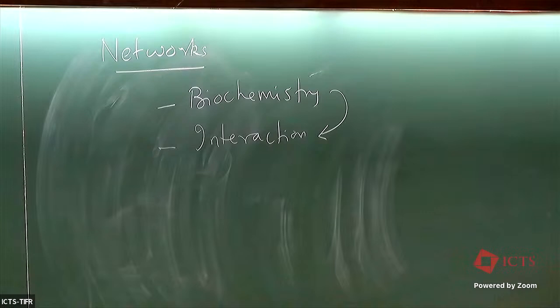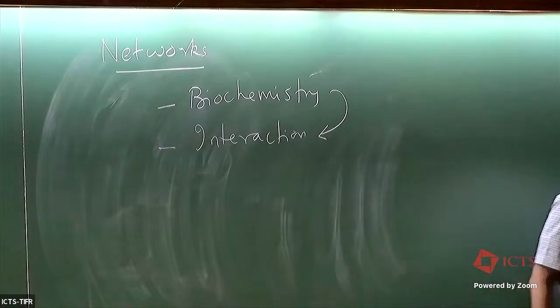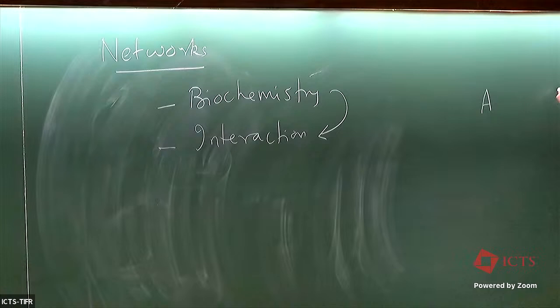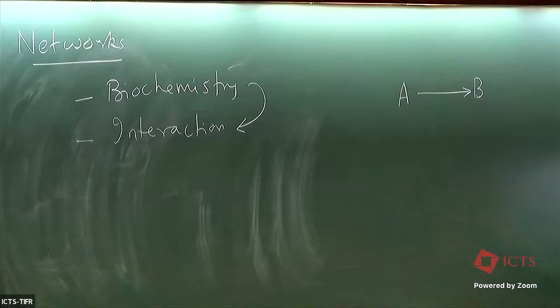It could be an enzymatic reaction. The biochemistry would actually dictate the nature of the interaction. So once we understand the biochemistry, we can put down the nature of interaction. A simple example could be that if you have a node A, and you have another node or entity B, then it could simply be an activation. A is simply activating B.